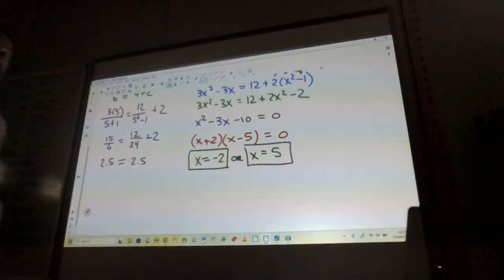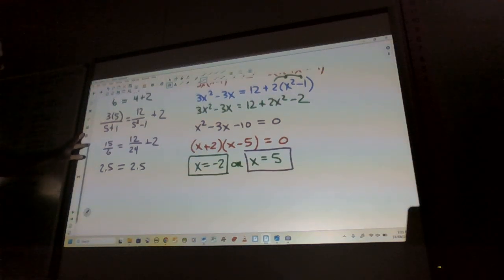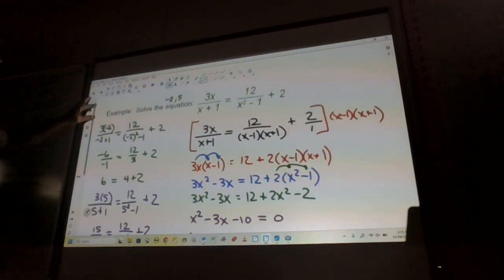Okay, now, both of them can work, one of them can work, none of them could work. You don't know until you get done. So be careful about boxing up your answer at the end and making it your final answer.